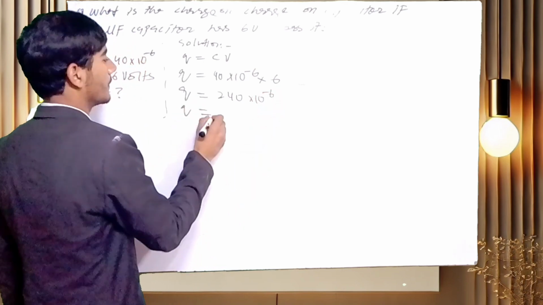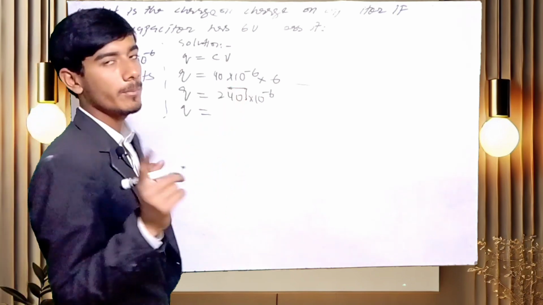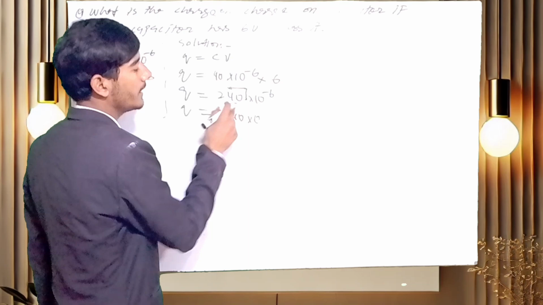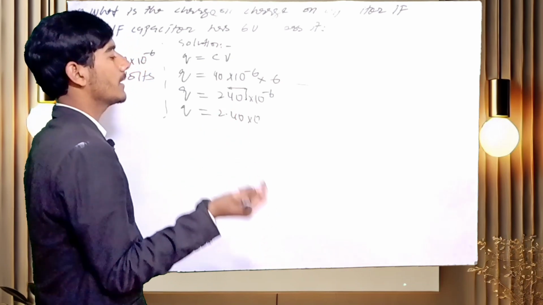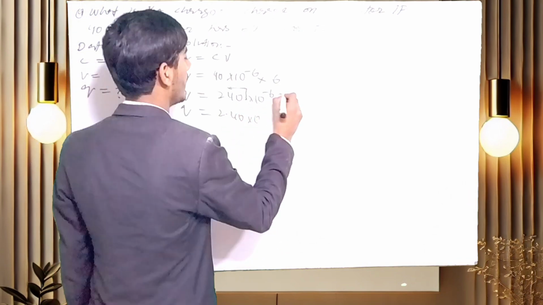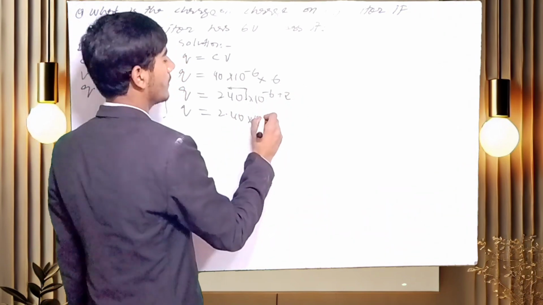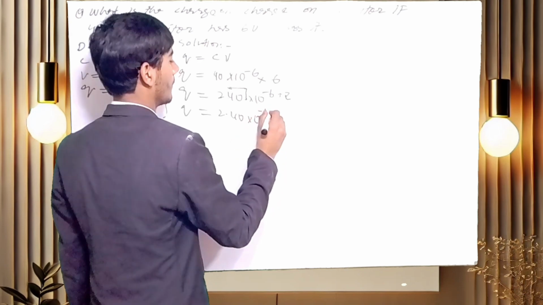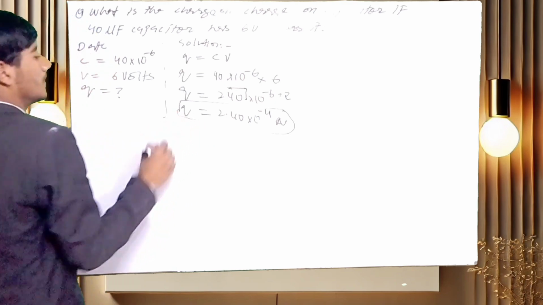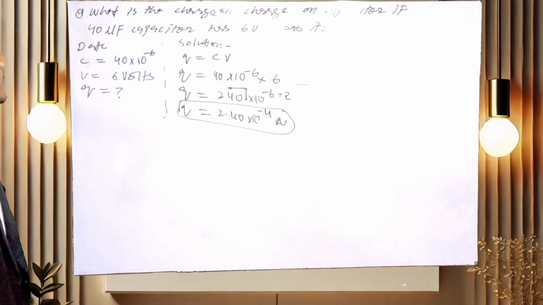Now Q is equal to, if I shift the decimal point from right to the left, the power will be positive. 2.40 into 10 power. How many times I shift the decimal point to the left side? 1, 2. 2 times. So I will add 2 because the power is positive. Minus 6 plus 2 is equal to minus 4. So this is the answer, 2.40 into 10 power minus 4 Newton.